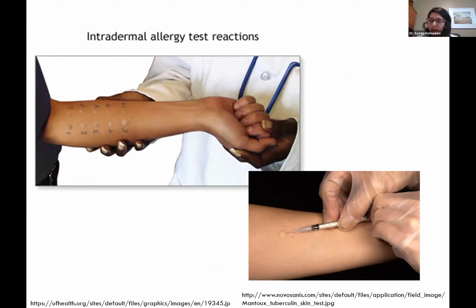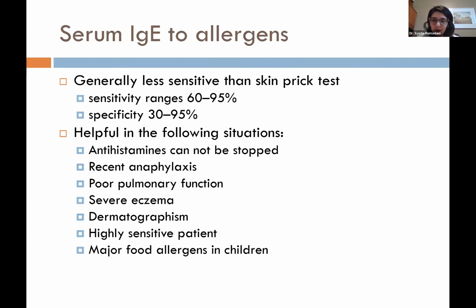This is what intradermal allergy testing looks like. We take a small needle, make a little bubble underneath the skin, and I know you've seen and done this before, so you know what that looks like. In terms of blood work, when we use serum IgE to aeroallergens, and you may have seen this, I don't know if you've had patients where you've seen serum IgE for different allergens, but generally it's less sensitive than skin prick testing. So it's not my go-to test, but in the right clinical setting, it is preferred sometimes. Sensitivity ranges between 60 to 95%, and specificity ranges between 30 to 95%.